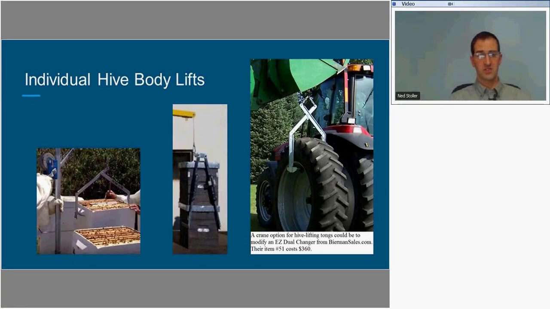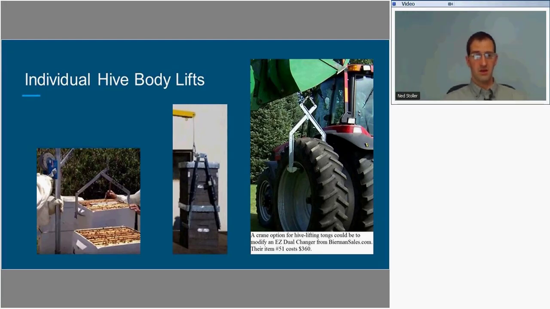And the cost of those tongs is $360. Probably overkill as far as strength is concerned, but if you didn't want to custom fabricate your own lifting tongs, this scissors type shape, when it's pulled from the top, it squeezes at the bottom and will engage the handholds of your beehives for lifting the hive.